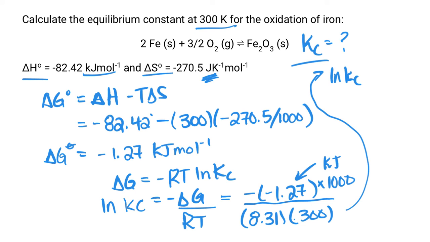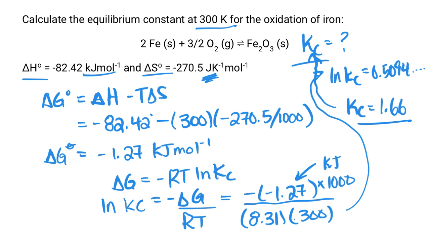Ln of Kc, I'm getting 0.5094, and so on. And then if we take e to both sides, we'll get our Kc value of 1.66. So that gives us a Kc now for this particular reaction. And then we could do other equilibrium calculations with this particular chemical system. So that's a nice way to see how delta G and Kc relate to each other.